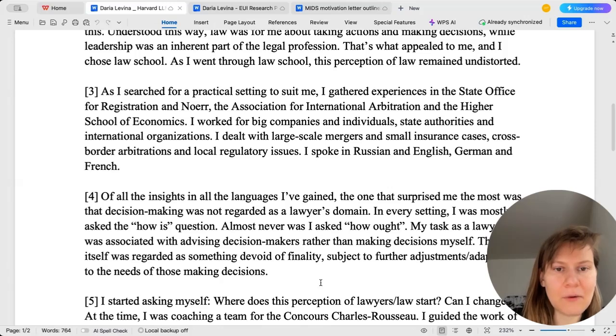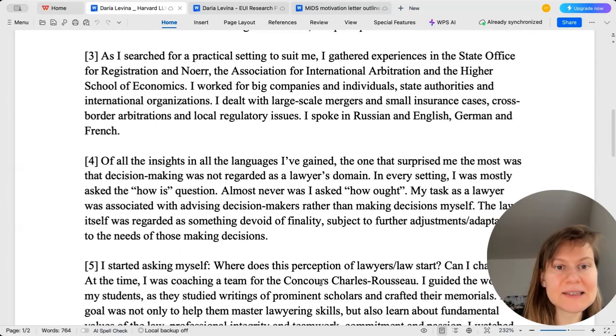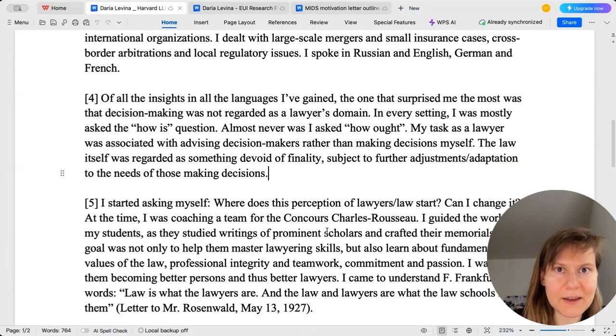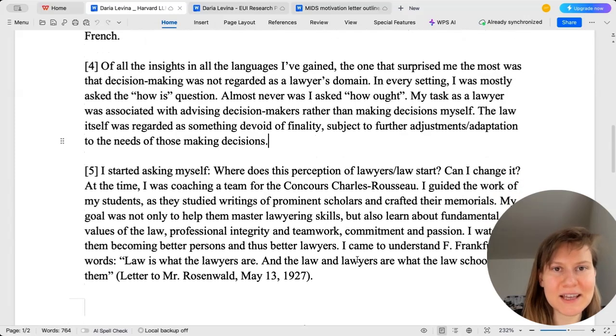And paragraph number 4 develops the insight that I gained from all of those experiences. That insight is that, as I quote, the decision-making is not regarded as a lawyer's domain. And I develop this insight, and I define and elaborate on this insight, and then I move on to paragraph number 5. Paragraph number 5 shows my dissatisfaction with that insight. It shows the process of questioning that began for me.